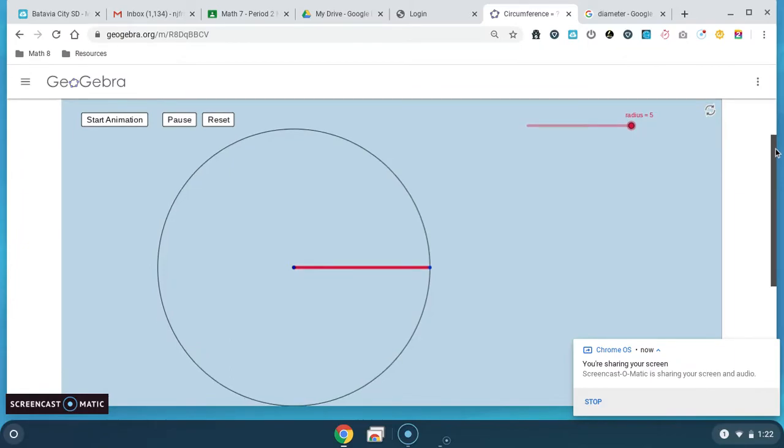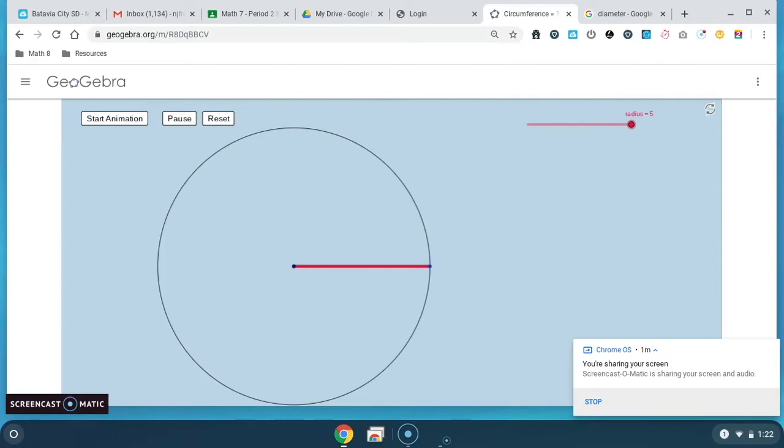Okay, so I'm just going to pull this up a little bit, and this is a very cool program that I told you about before. You can just look it up on Google if you want. It's called Geogebra. It's great for geometry and looking at shapes and different applications. So as you can see up here, we have a radius of 5. So that tells us that this is 5.